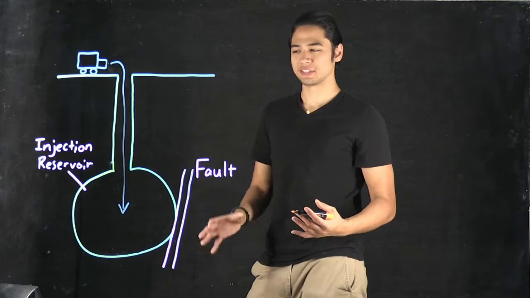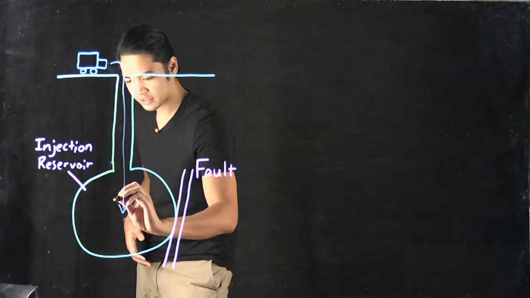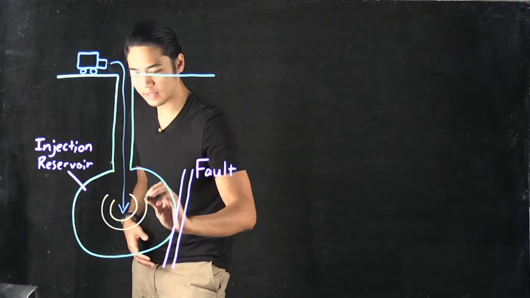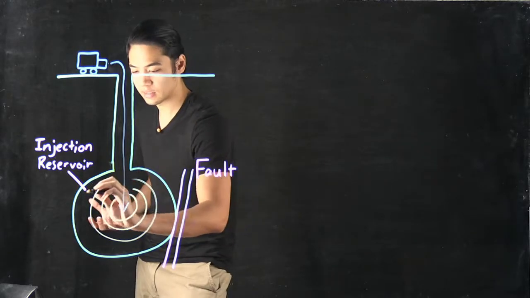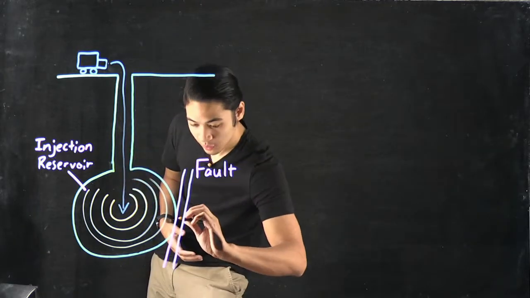So what happens if this injection reservoir is connected to a fault? Well, the fluid pressure increases still radiate outwards from that point of injection. But when they intersect that fault, it raises the fluid pressure within the fault itself.